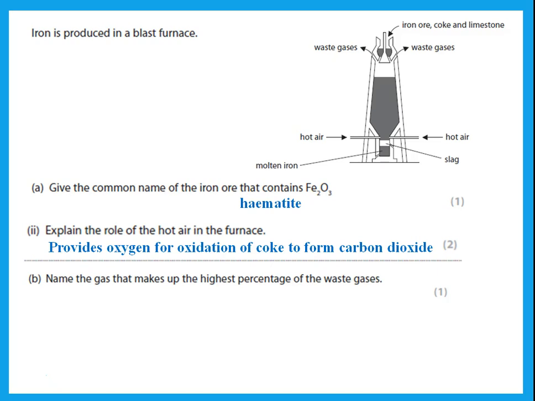It's about 79% nitrogen. Did we use this nitrogen for anything? No. So the gas that makes up the highest percentage of the gases coming out is nitrogen. It will have some carbon monoxide, it will have some carbon dioxide, but actually it's mostly nitrogen because the nitrogen was there 79% and we didn't use it.